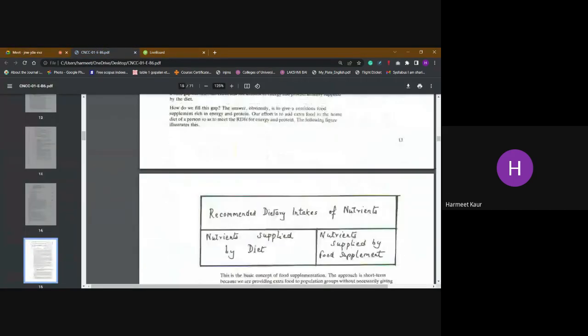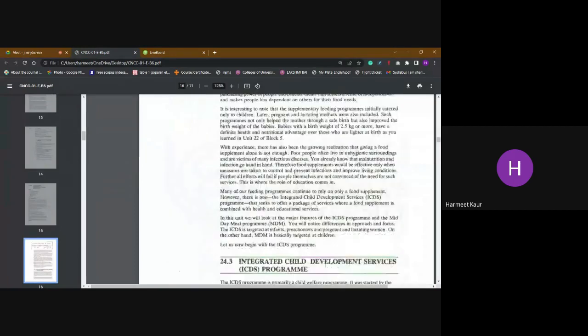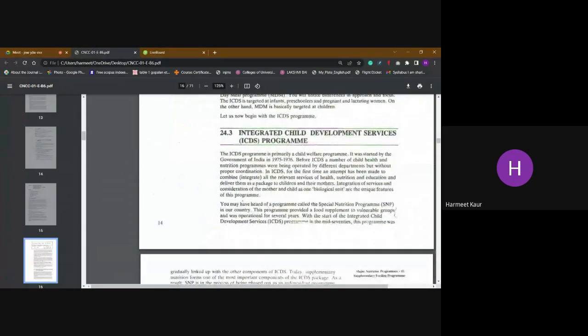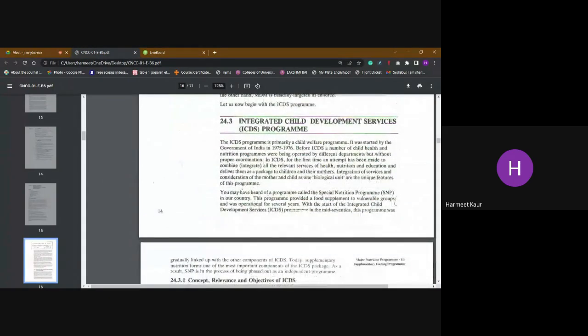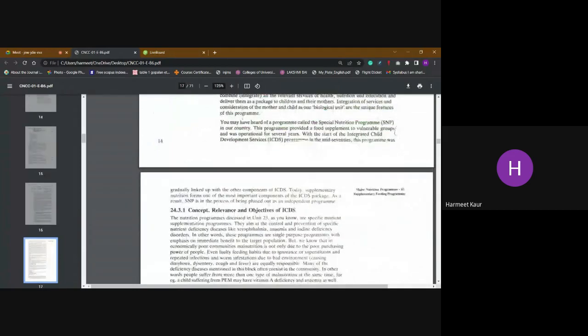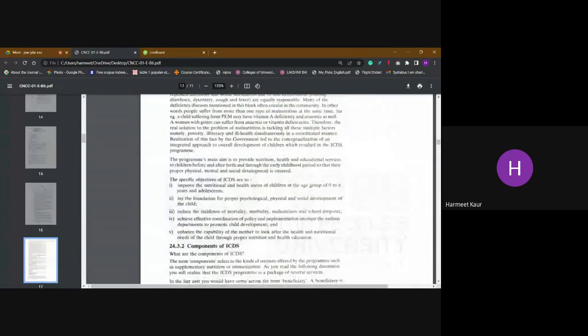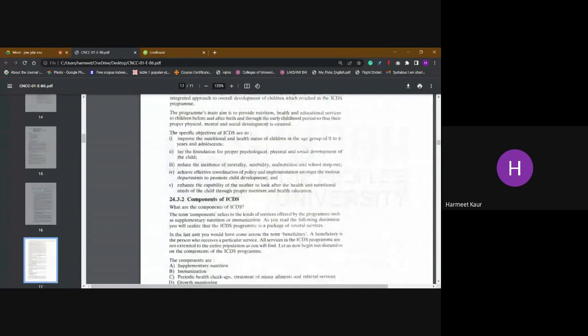So the first program is what? ICDS. So ICDS is the Integrated Child Development Services Scheme. In this you have different objectives, right? So the main objectives of ICDS are these, and I'll just go through them one by one. One of the most important objectives of ICDS is related to what? That you have to improve the nutritional and health status of children in the age group of 0 to 6 years and also adolescents.